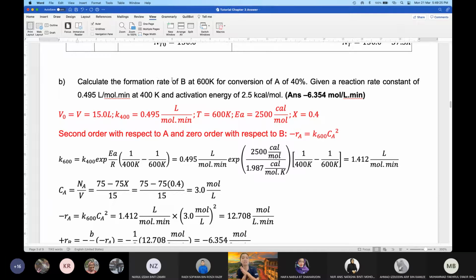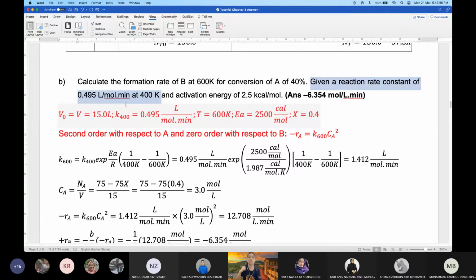So they want us to find positive RB, with this conversion of 40%, meaning our X is 0.4. We need to find positive RB if X is 0.4. Then it says, given reaction rate constant 0.495 at 400 Kelvin. Okay, so that is our K value, but they say this K value of 0.495 is at 400 Kelvin. You must remember that.